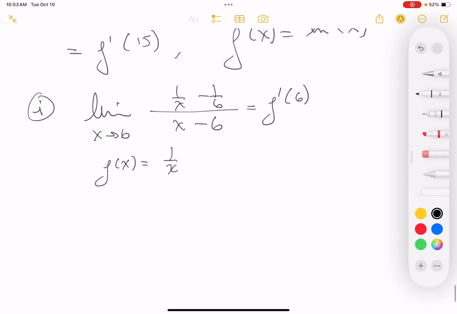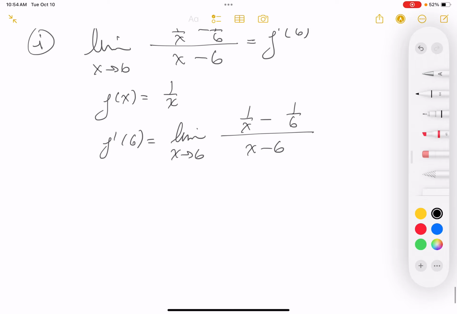So if I were to write down f prime at 6, and I want to use that definition that we've been using prior, this would be the limit as x goes towards 6 of the function 1 over x, minus the function value at 6, which would be 1 over 6, over x minus 6. Certainly stands to reason, by the way. That was letter I. Let's go to letter J now.